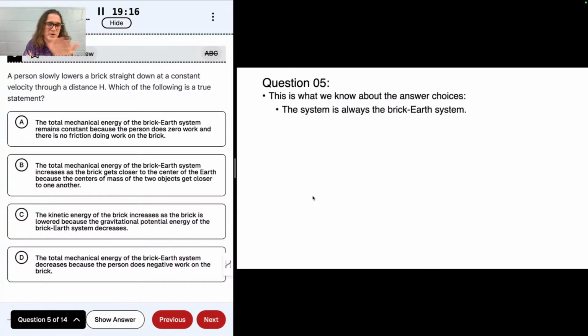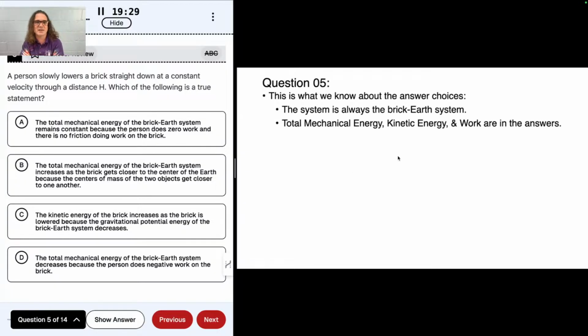It's always the brick-earth system. So one of the things to be careful of in these questions is that sometimes they change up the system. So it's the brick-earth system, although choice C doesn't have to do with a system. It's just the brick itself. So I guess you've got to be careful of that. The question has to do with the total mechanical energy, kinetic energy, and work. So that's just some general stuff.